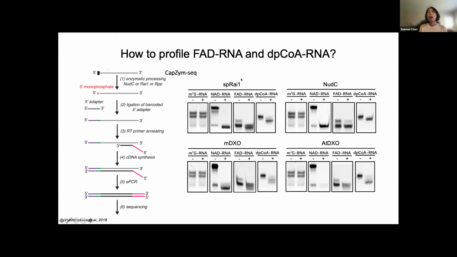And if you treat these RNAs with RAI1, for example, you can see that it does not act on m7G RNA. It actually removes the NAD cap from NAD RNA very effectively, but it also acts on FAD RNA. So this is the FAD RNA. After the treatment, the FAD RNA is turned into 5' monophosphate RNA. And it acts also on DP-CoA RNA, so it turns the DP-CoA RNA to 5' monophosphate RNA. And that's the case for NudC as well as mouse DXO and Arabidopsis DXO. And so what this means is that if you treat total RNAs with these enzymes, then you cannot distinguish the caps present in the RNA.